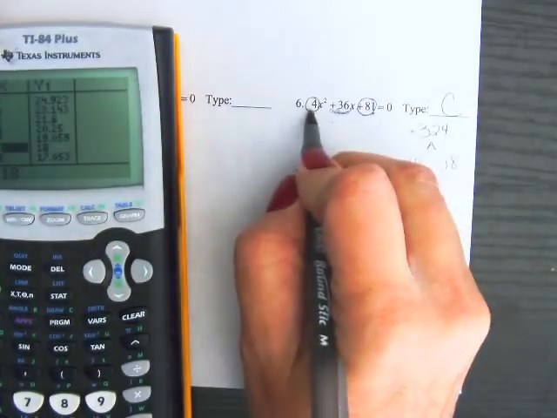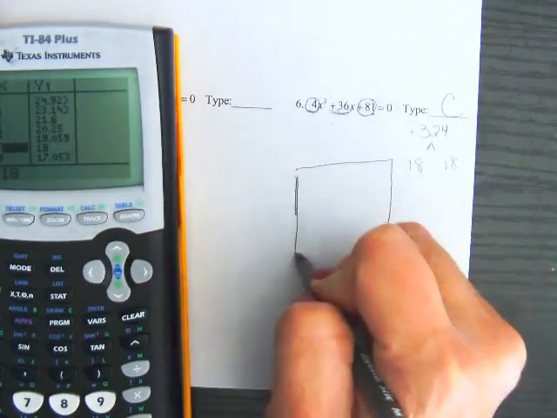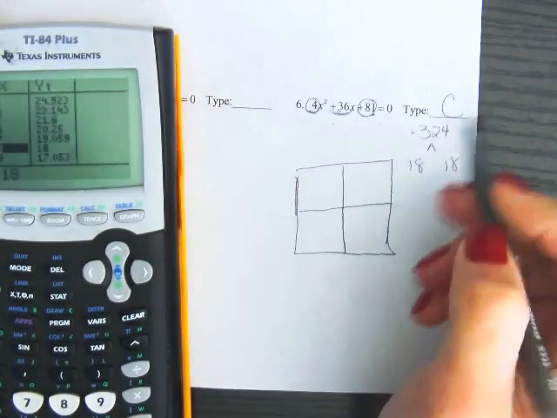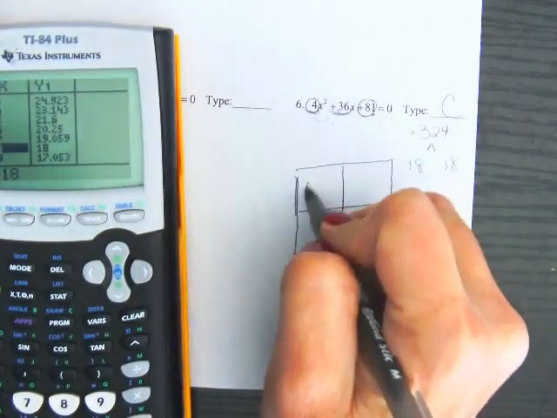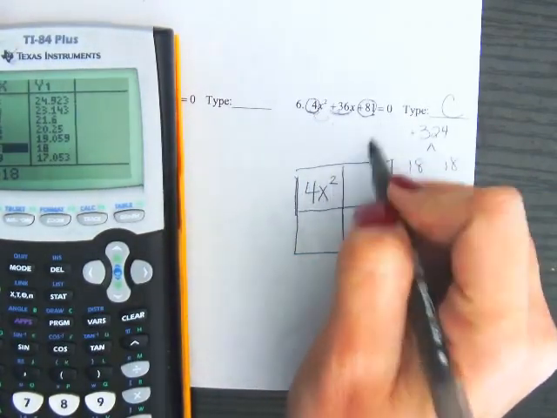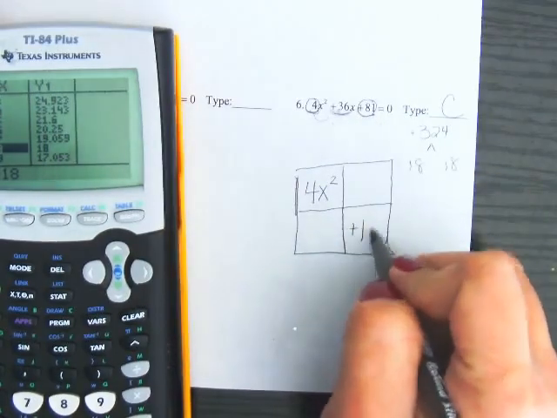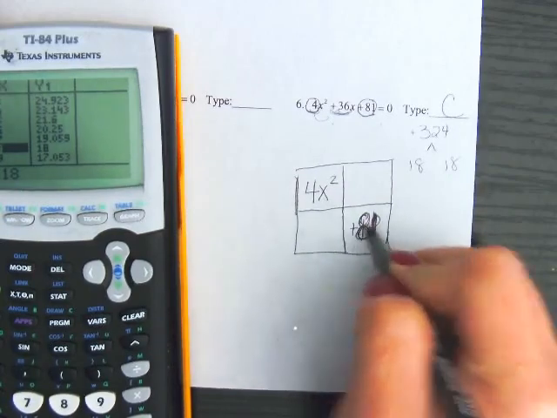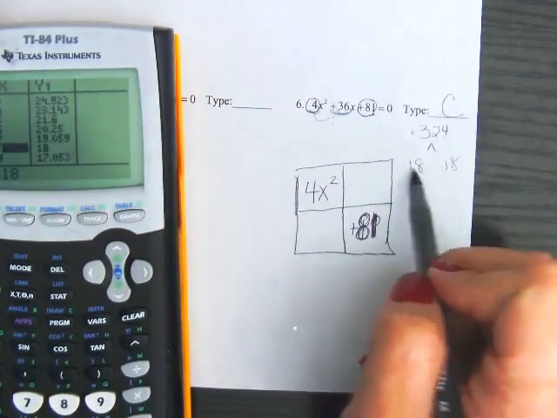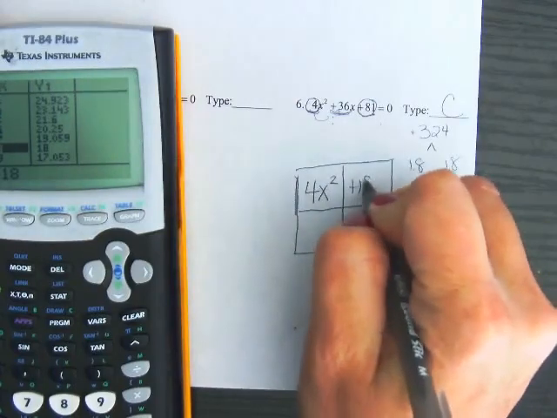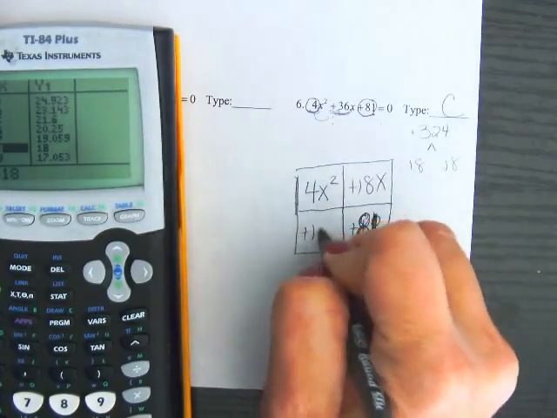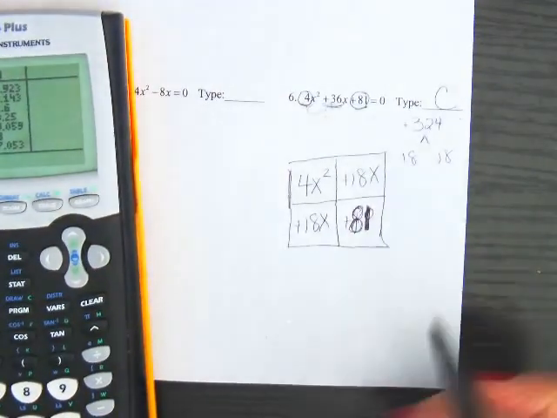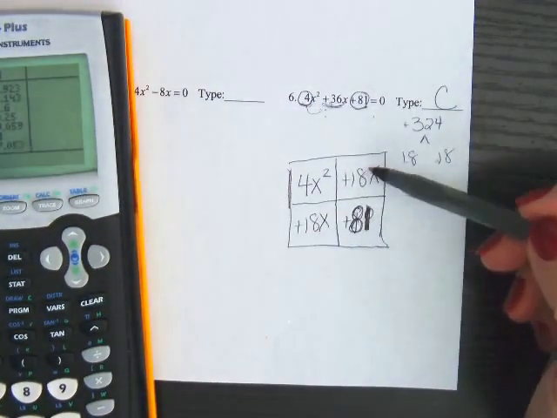Because my A value is greater than 1, I have to use reverse box method. I know it's annoying, but it's foolproof and it works. So you put your first term in the top left box. You put your third term in the bottom right box. Oops, feeling a little dyslexic here. And you replace your middle term with the two factors that add to it. So it's going to be plus 18x plus 18x.